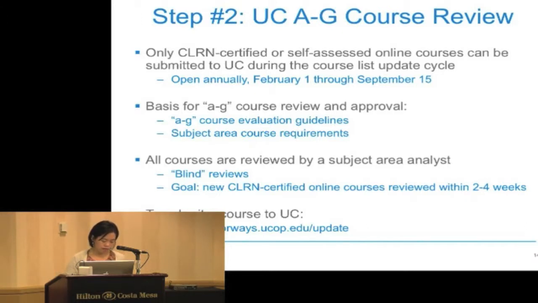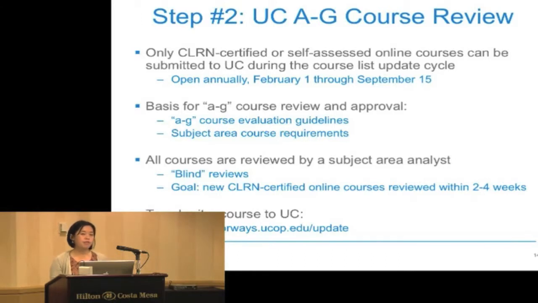And what I also want to mention about the review process is that the courses will come to our subject area analysts who then do blind reviews of all the new courses. We do this and don't allow the analyst to see the name of the institution when they're reviewing it so that they can be as objective as possible when they're reviewing the content of the course. New courses that get submitted to us for review, especially if they're submitted earlier in the review cycle, typically will get a response of A to G approval or not within 4 to 6 weeks of the submission.